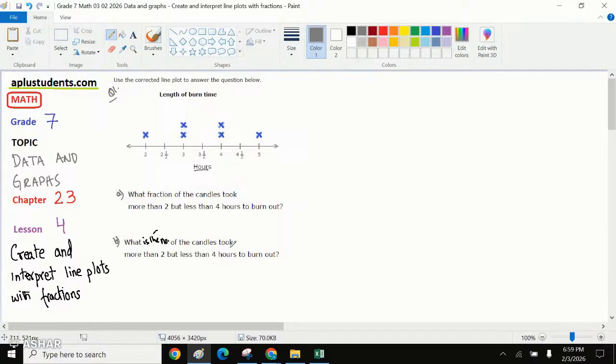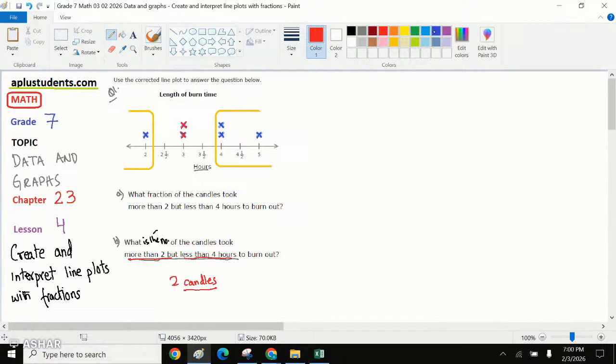What is the number of candles which took more than 2 but less than 4 hours to burn, right? So more than 2 means we cannot include 2. That means 2 is not included, right? So we would take values which are greater than 2 and the values which are less than 4. Less than 4, agreed? So we cannot take the values which are 4 or greater than 4. So how many candles were there? There were simply 2 candles, right? Which took more than 2, but less than 4 hours. So we can say there are 2 candles.